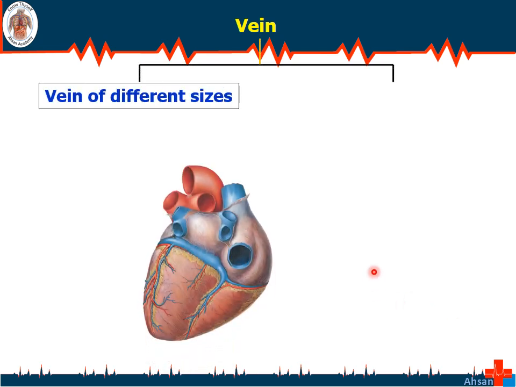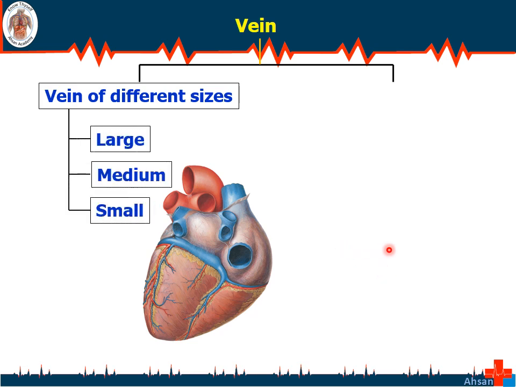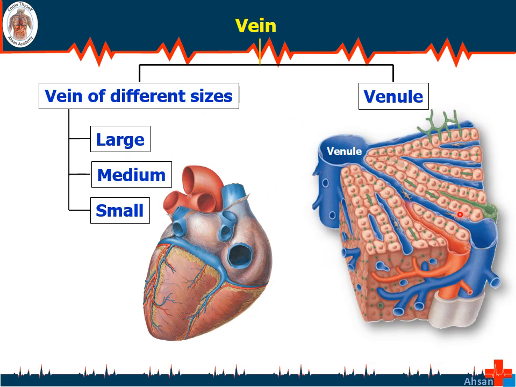Veins of different sizes you will find, and they may be large, medium and small, and at the beginning, after the capillary, they become venule. So every structure we will discuss one by one. You can see these are the capillaries, so they drain into the venule. This is arteriole carrying capillary, then venule, and venule unites together to form small vein, then medium vein, then large vein.